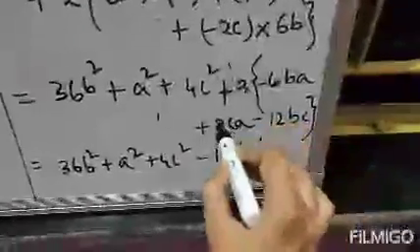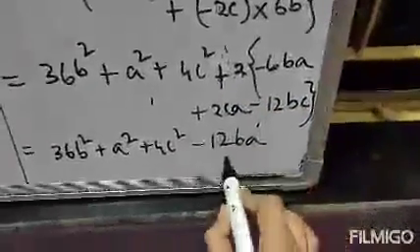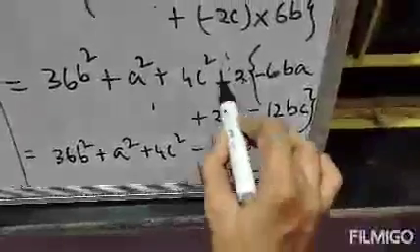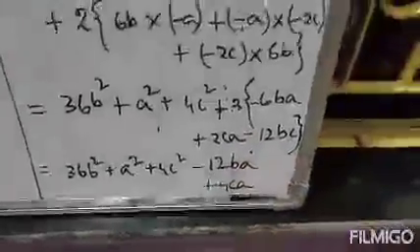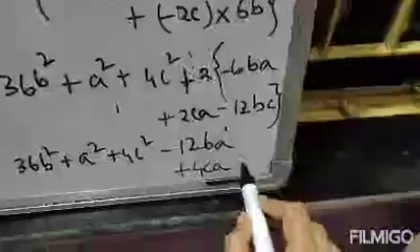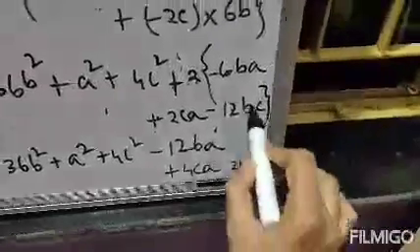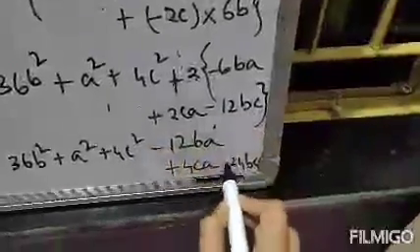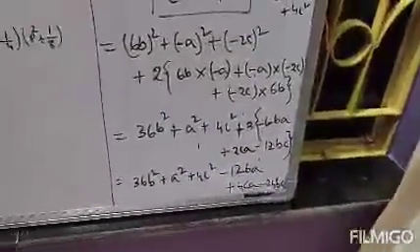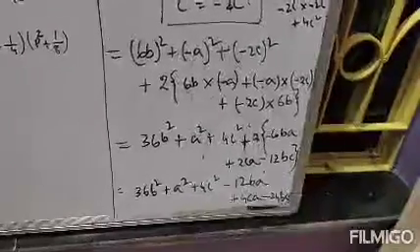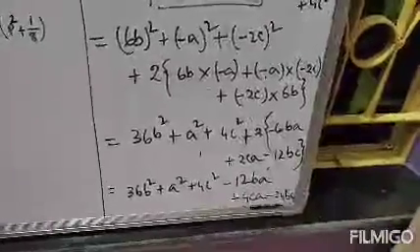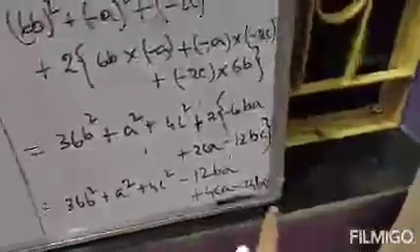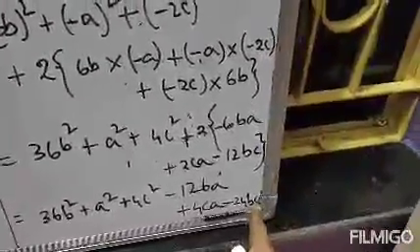Next, if you multiply these 2, that is 2 2s are 4, and ca, that is 4ca, and plus plus gets plus. Then multiply this 2 12s are 24, and bc, sign is plus and minus gets minus. So this is your answer. Clear? 36b square plus a square plus 4c square minus 12ba plus 4ca minus 24bc. So this is c over here. Clear? This is c, 24bc. Clear? So this is your answer.